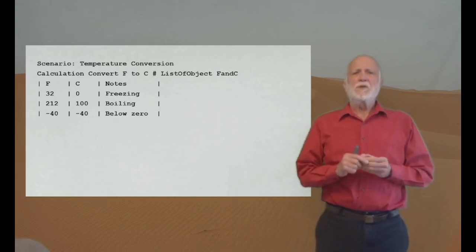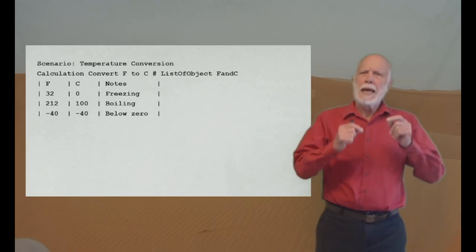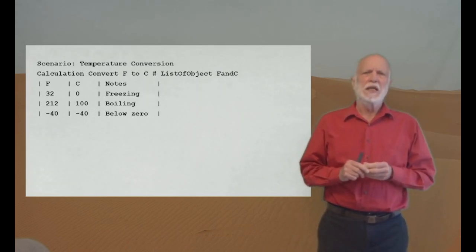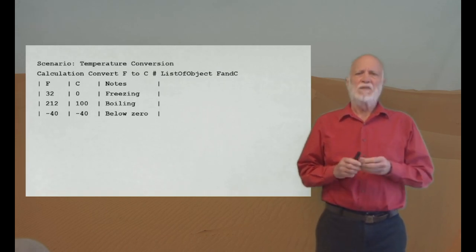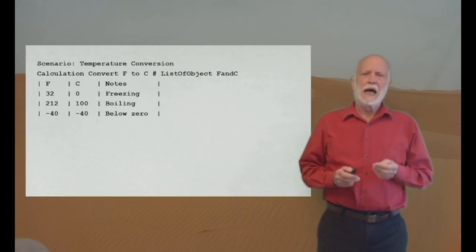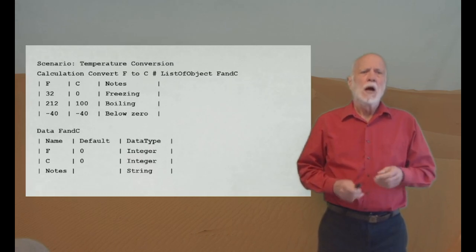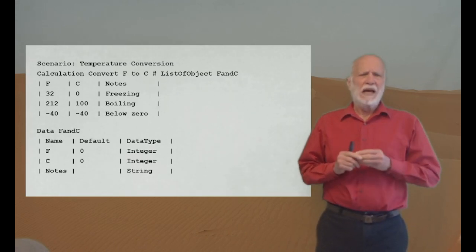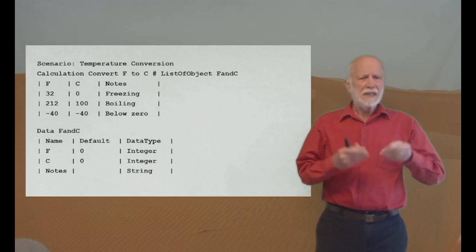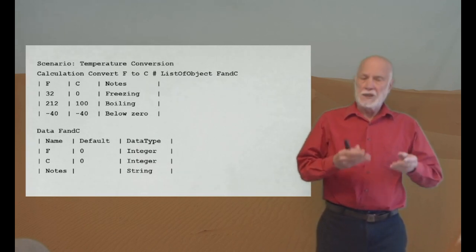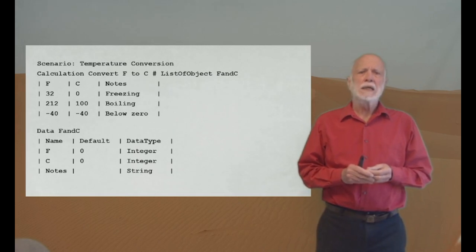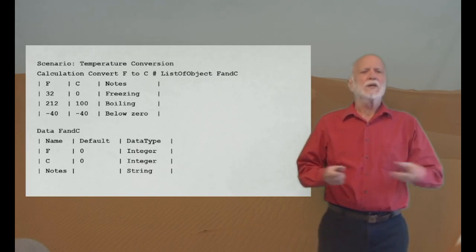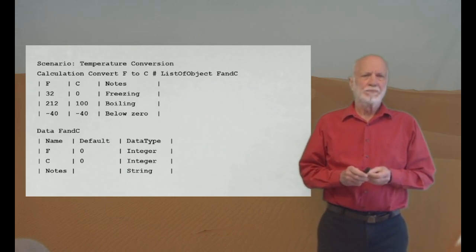Now what you see after the hashtag is what helps Gherkin Executor translate this into the implementation language. It's a list of objects and the data type is F and C. We create a data statement for F and C that describes what each of those fields are, a default value, and what the data type is, F and C being integers and notes being string.